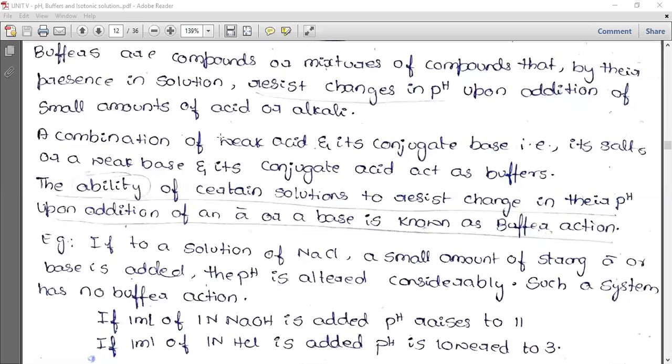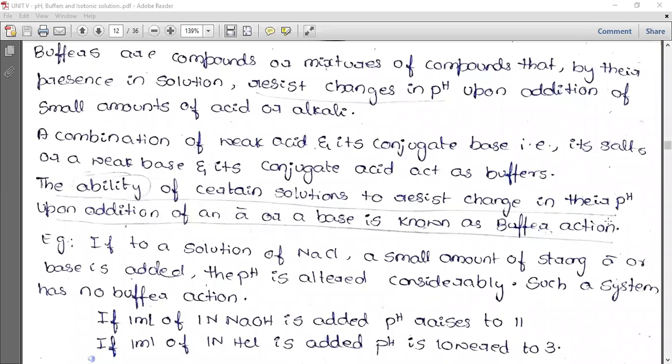So what are these buffers chemically? It is a combination of a weak acid and its conjugate base, that is its salt, or a weak base and its conjugate acid. Such a combination we call a buffer. For example, acetic acid is a weak acid and sodium acetate is its salt. So a weak acid and its conjugate base or salt, or a weak base and its conjugate acid, acts as a buffer.